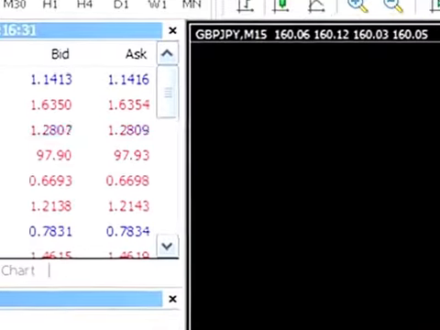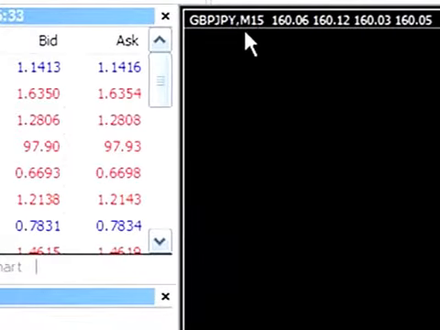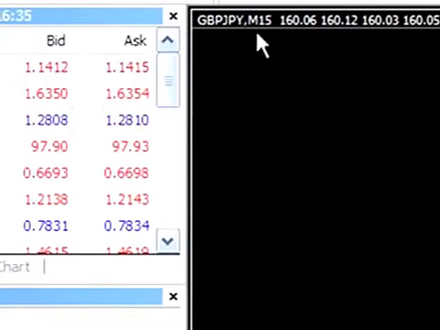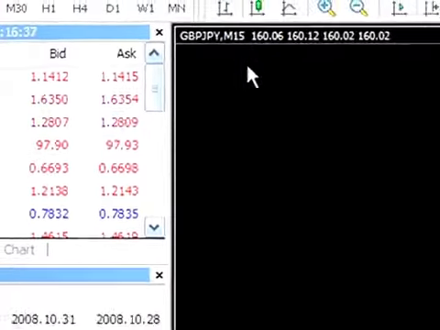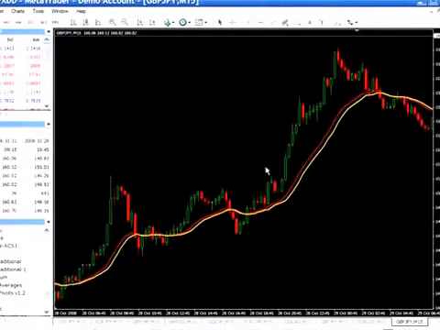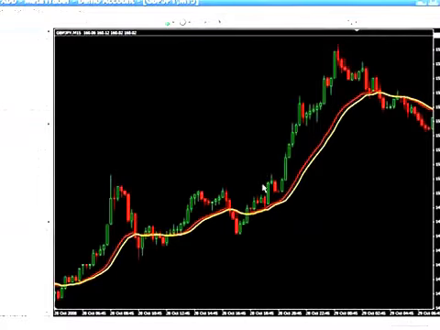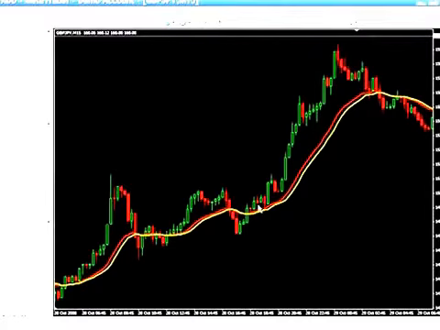Now, this currency that we've got up is actually the pound Japanese yen, and you can see up on the left that it is on a 15-minute chart. I like the pound yen because it has some big moves, and when it does move, it's like a train. It's very hard to stop, so there are a lot of opportunities to make money.